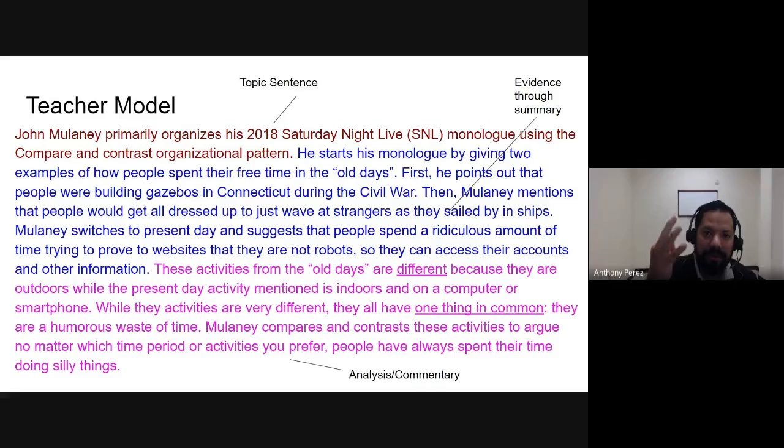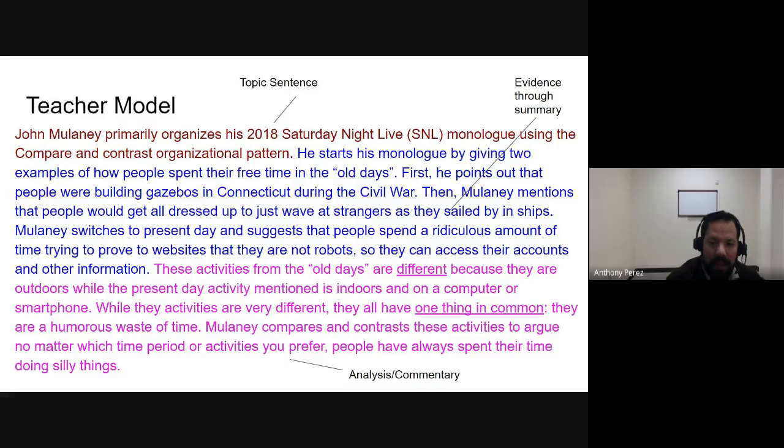Now, I've got three big components here that you always need in your paragraphs when you're doing either literary analysis or rhetorical analysis, and really almost any kind of writing. Okay. You need either a topic sentence or a main idea sentence. That is a sentence somewhere in your paragraph that lets the reader know what is the main point of this paragraph. What information are you trying to give me? And the information I'm trying to give you is that Mulaney uses the compare and contrast organizational pattern in his monologue. Right? I chose to put that as my first sentence, but it doesn't necessarily have to be.